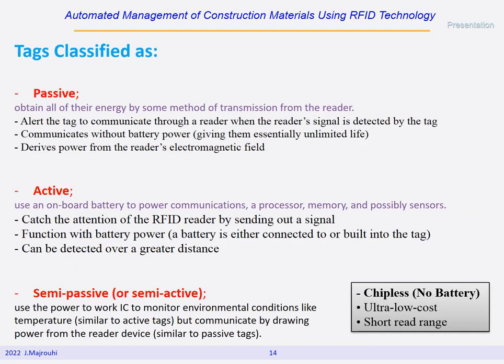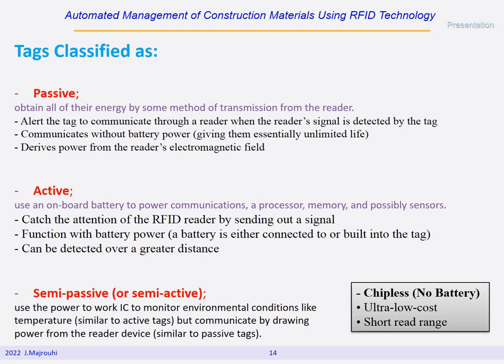Tags have three classifications: passive, active, and semi-passive or semi-active tags. Passive tags obtain all of their energy by some method of transmission from the reader. Alert the tag to communicate through a reader when the reader signal is detected by the tag. Communicates without battery, derives power from the reader's electromagnetic field.